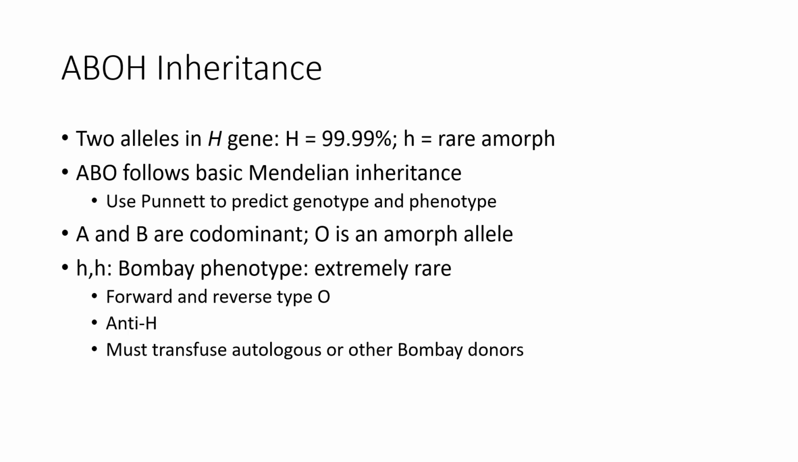If both little h alleles are inherited, this is what's called the Bombay phenotype, which is extremely rare. They will forward and reverse type as an O-type patient. They will form antibodies to the big H antigen, and we must transfuse autologous or use other Bombay phenotypic donors.